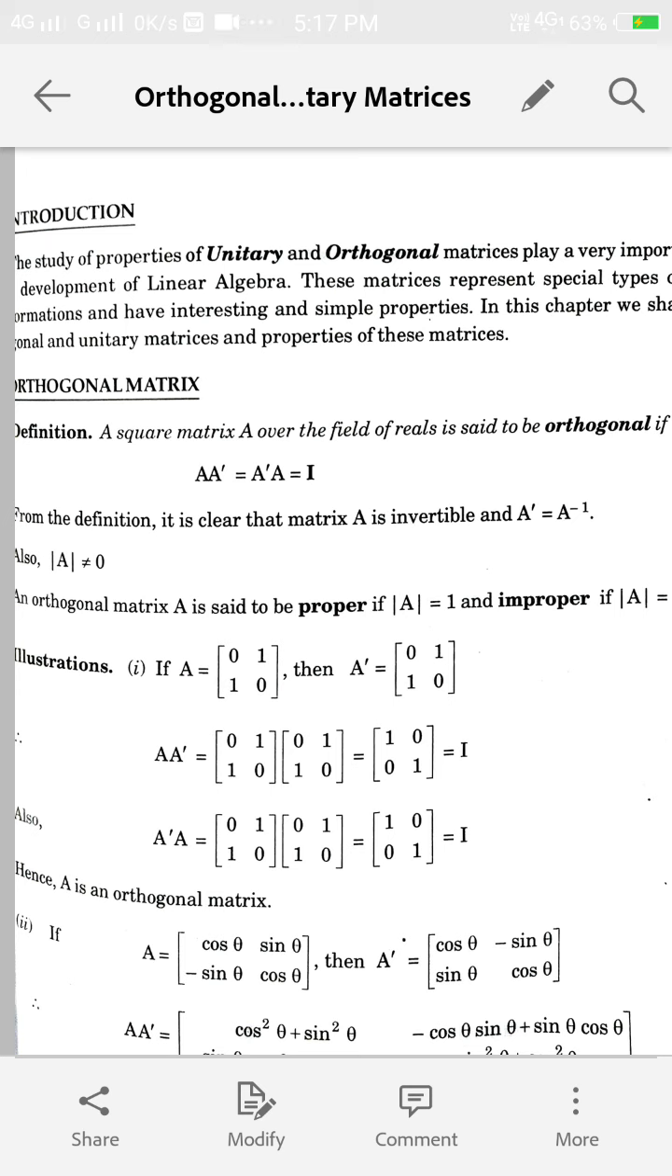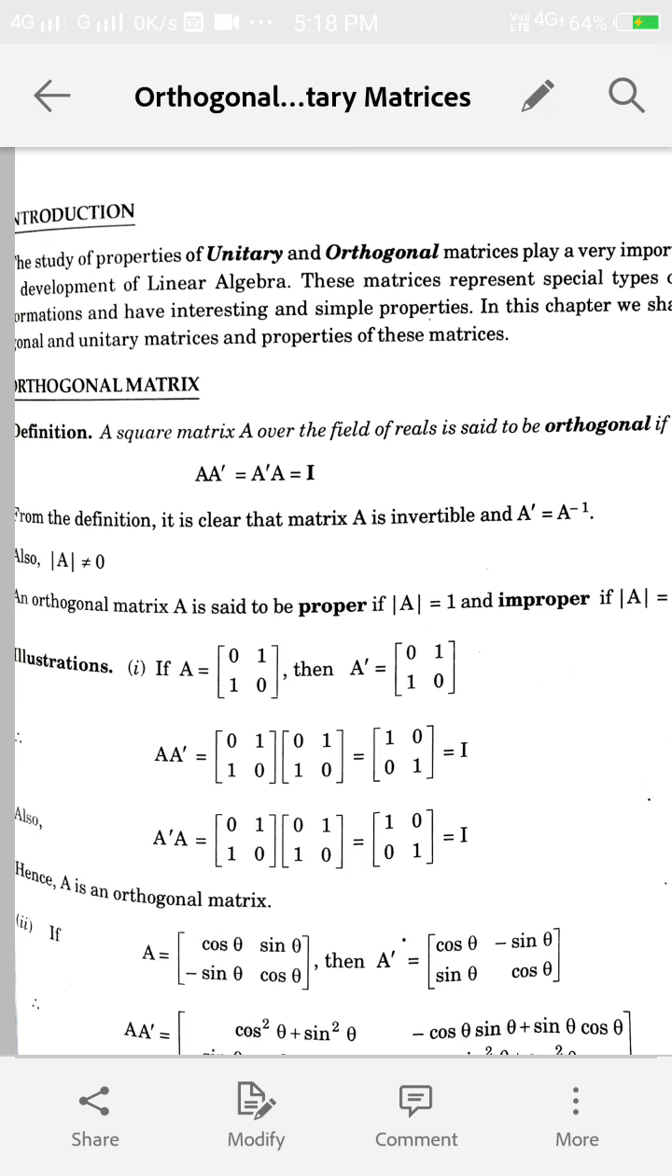That is, if we multiply a matrix by its transpose, pre-multiply or post-multiply, it doesn't matter, and we get an identity matrix, then that matrix is said to be orthogonal. In other words, if a matrix is orthogonal, then it is also invertible and its inverse is the transpose of the matrix. Here, determinant of A is not equal to 0 because A is invertible.